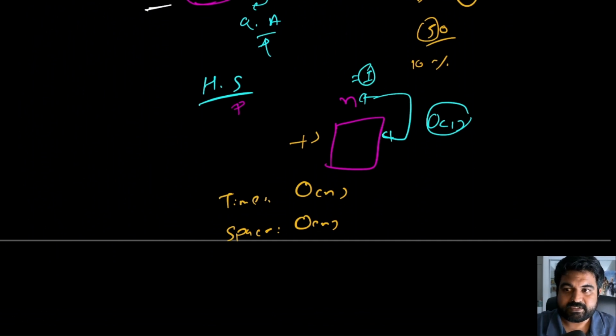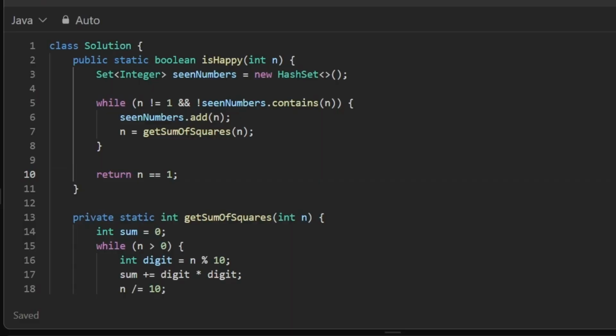So now let's quickly see the coding solution in this case. The coding solution is actually quite straightforward. First of all, we are going to initialize a variable called seen numbers, and this is going to be a hash set that we are going to be using to keep track of all the numbers we have visited to make sure whether we are in a cycle or not.